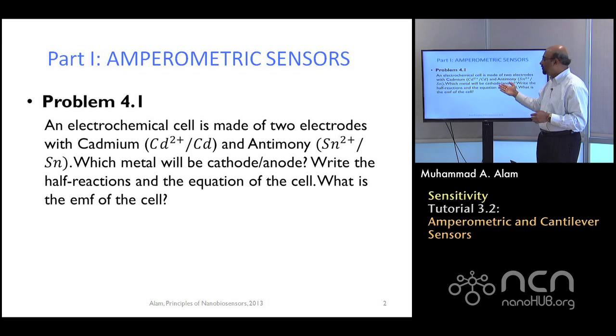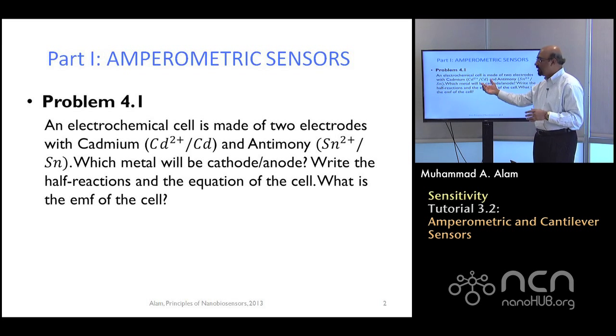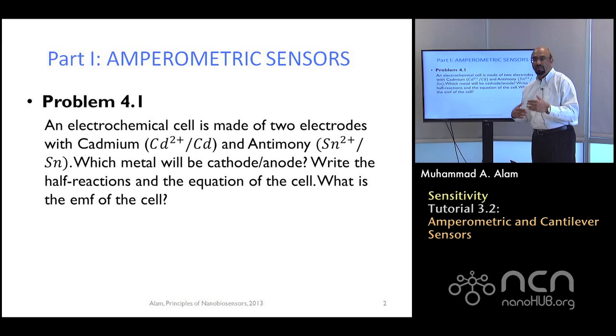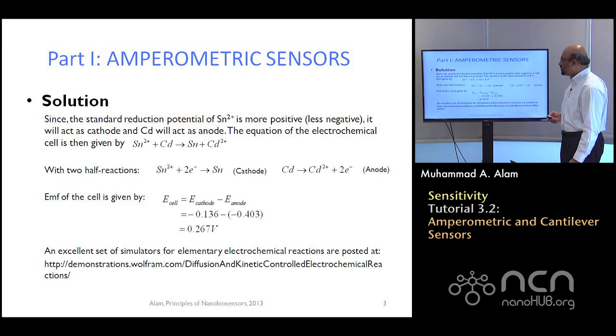So the question was: which metal will be the cathode, which metal will be the anode, and write the half reaction going on in each separate chamber. Remember, the cadmium electrode is in one chamber and the antimony electrode is in the other chamber, and we are asking that you write down the reaction for this chamber, that's one half reaction, and write down the reaction for this chamber, which is another half reaction. And what is the electromotive force, the net force, for this particular cell? So that's the question being asked. And the solutions are relatively easy.